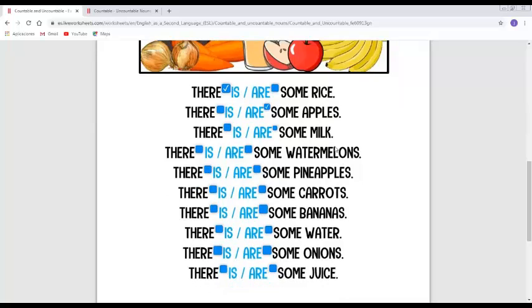Next, number 3. Milk. In Spanish, leche. Is it countable or an uncountable noun? An uncountable. Very good. There is some milk. The answer is there is some milk. La leche no se cuenta. Okay? There is some milk.